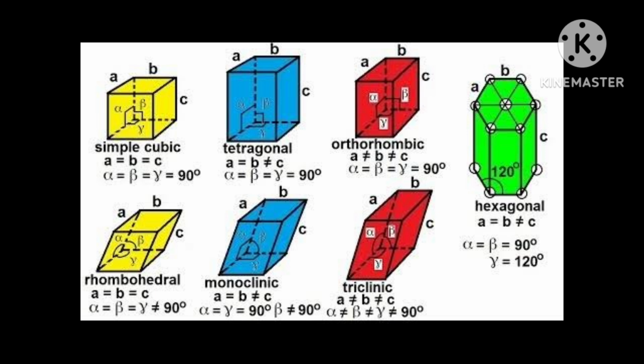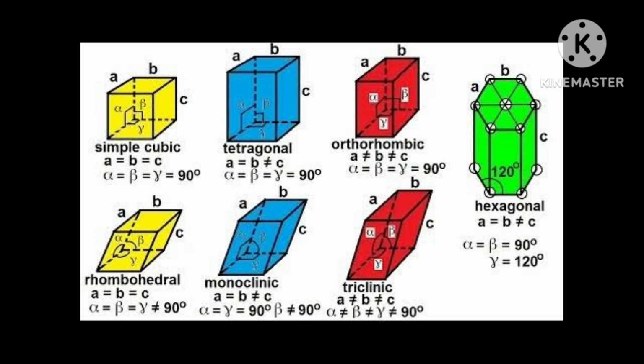And rhombohedral or trigonal, two names are there. Then here what are the sides? Here the sides are equal. A is equal to B, B is equal to C. Sides are equal, and angles are also equal. Sides are equal, A is equal to B, B is equal to C, and angles are also equal.